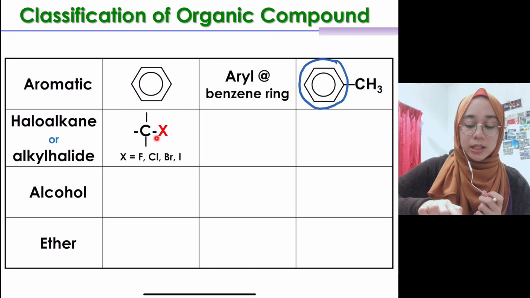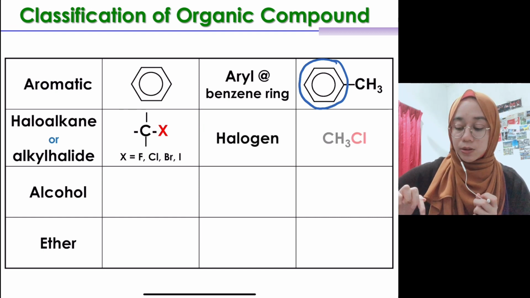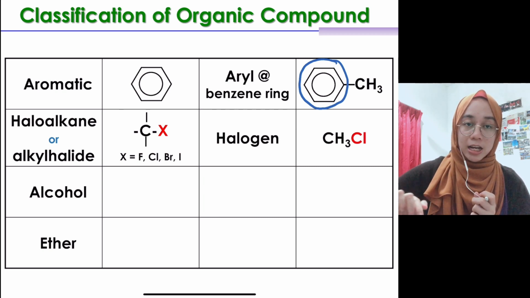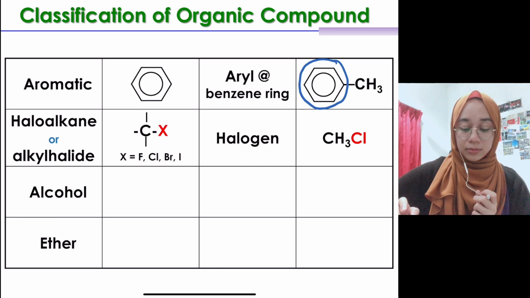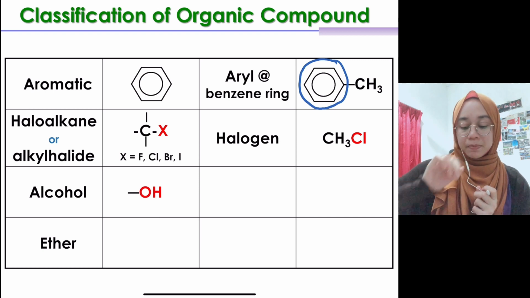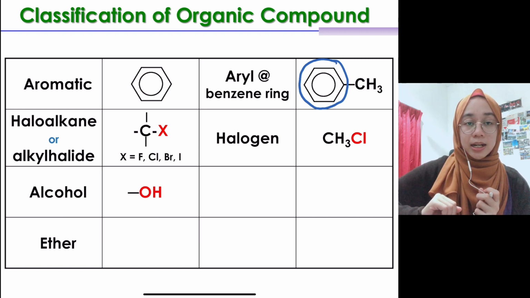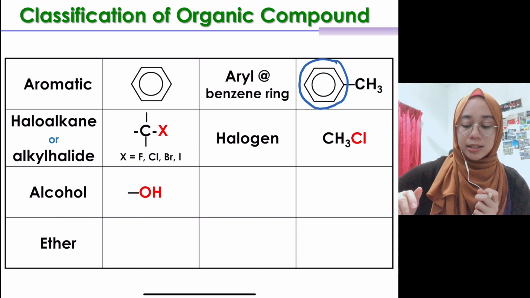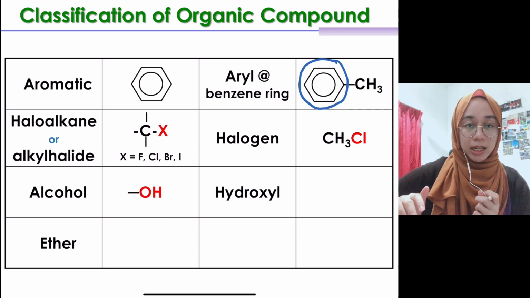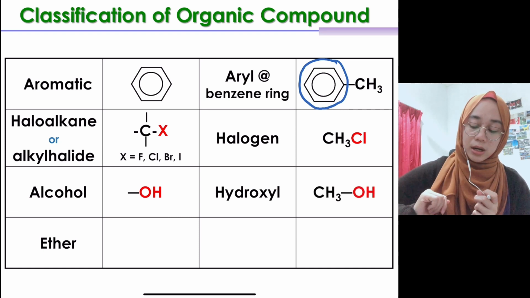Okay, so as long as you see that there is a halogen attached kepada carbon, therefore itu dia punya functional group is what we call as halogen. Okay, so ini adalah example CH3Cl. So Cl tu adalah the functional group. Okay, and then kita ada pula alkohol. Alkohol pula dia punya group of atoms yang merujuk kepada alkohol adalah OH. Okay, and this is what we call as hydroxyl. Okay, so this is the example untuk alkohol.